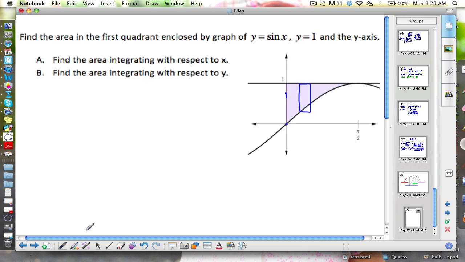And next we will be doing it with respect to y. So our rectangles will be going in this direction and our width will be in the direction of the y-axis.